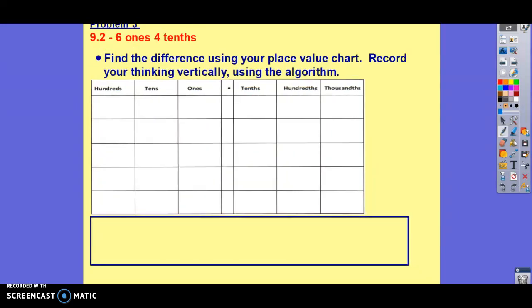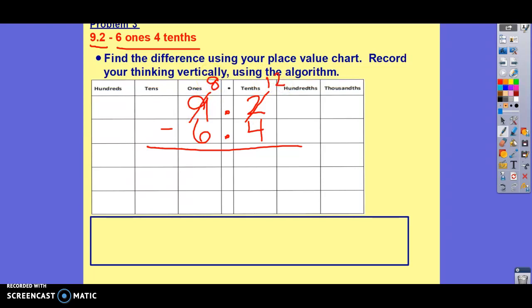Here's a similar problem, but instead of having word form and word form, we have standard form minus word form. So we're going to do the same thing. We're going to put on a place value chart 9 and 2/10 minus 6 and 4/10. 6 ones, 4/10. Subtracting that in your journal, you can't take 4 from 2. I'm going to go to the ones place, take 10 ones, add it to the tenths place. 12 minus 4, you get 8, and 6 taken from 8 is 2. 2 and 8/10.